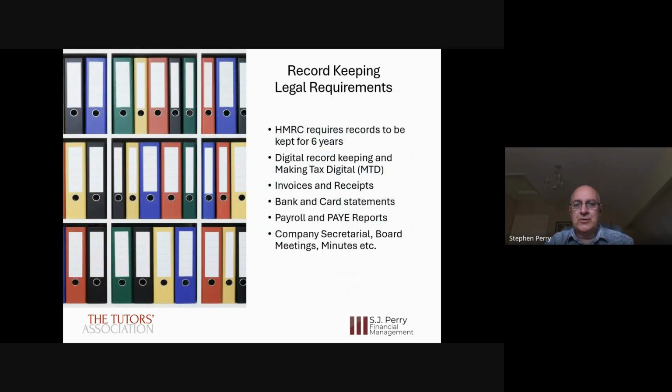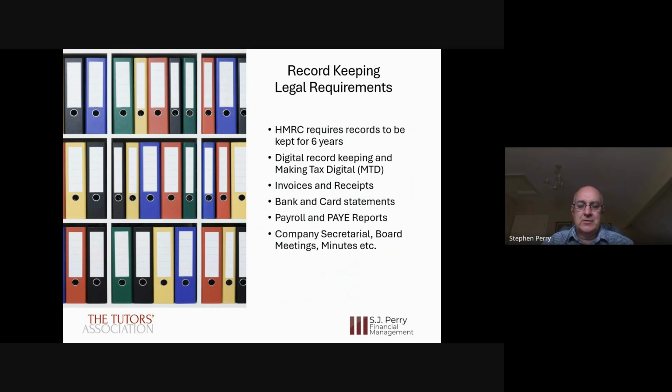Legal requirements for record keeping, currently 6 years for everything. HMRC are quite happy for everything to be kept digitally, but that requires you to keep all your invoices and receipts, bank and credit card statements, all your payroll and pay-as-you-earn reports. And then it's a good idea to keep hold of company secretarial information.